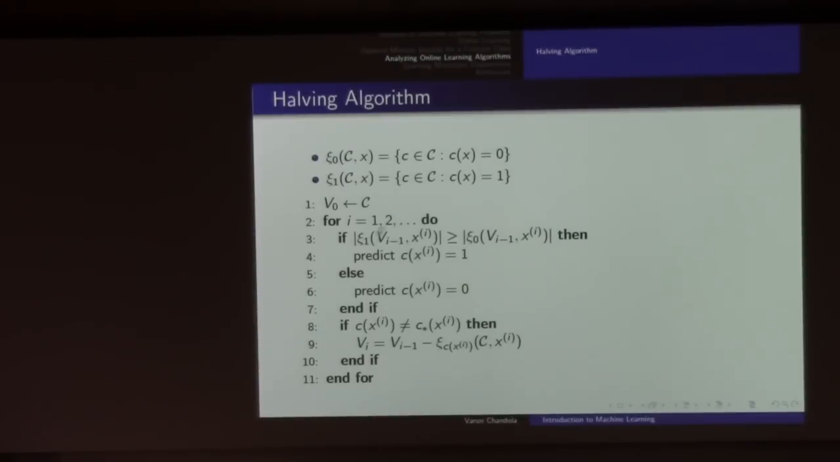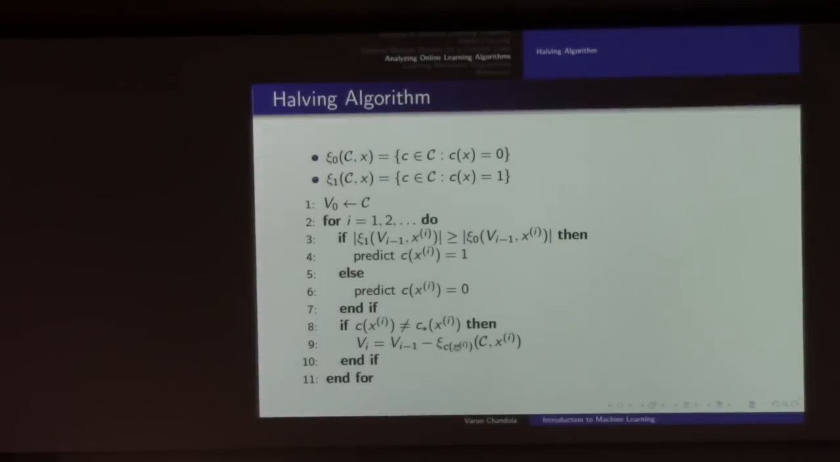So if this one is bigger, it calls c of x of i as 1. It says, okay, the prediction is that it is malignant, or 1, otherwise it's 0. Now it gets the true label. Now this is where it checks if it has made a mistake or not. If it does not make a mistake, it does not do anything, it just keeps going. But if it has made a mistake, then it removes the set that led to the mistake.